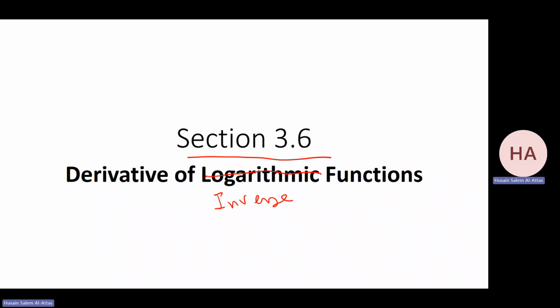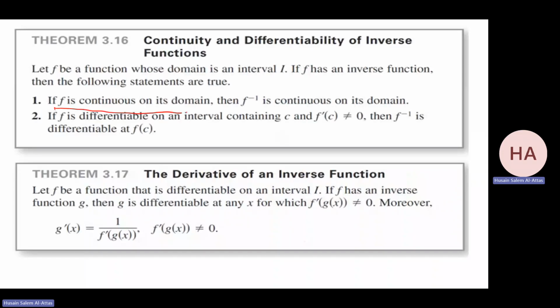So what we know from before: if f is continuous in its domain, then its inverse is continuous in its domain. The same thing: if f is differentiable on an interval containing c, and f prime at c is not equal to 0, then f inverse is differentiable at f of c. And this is the formula.